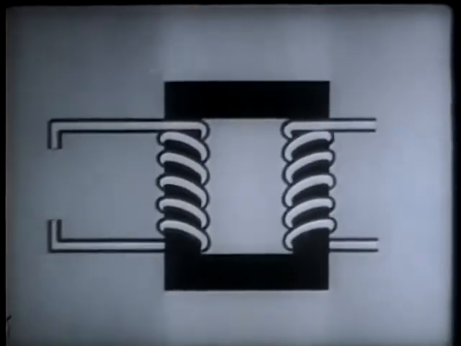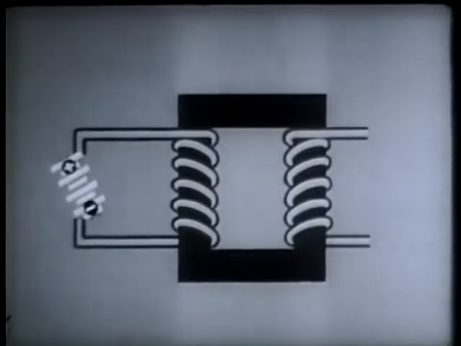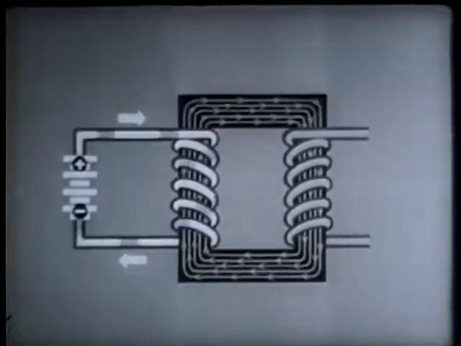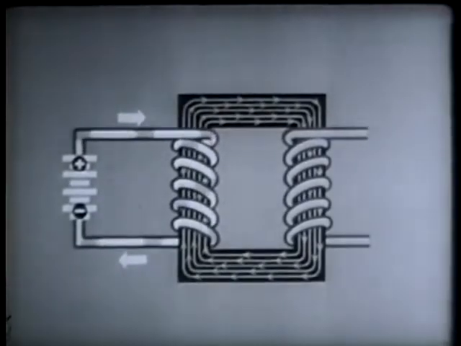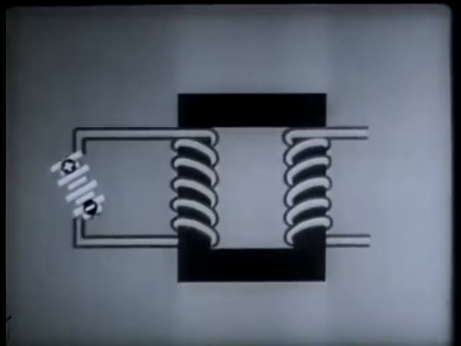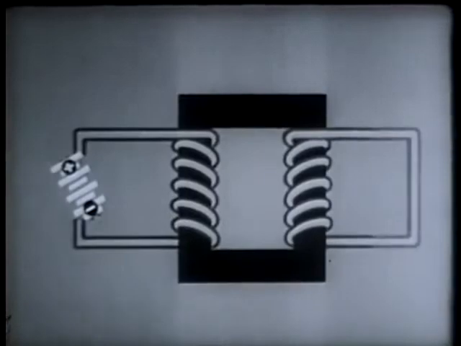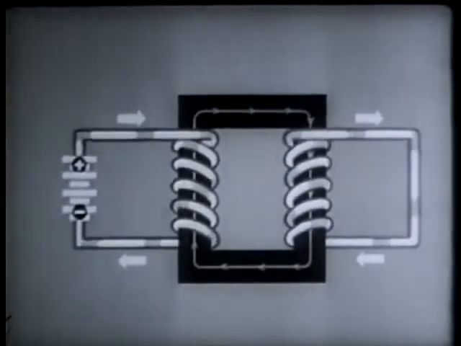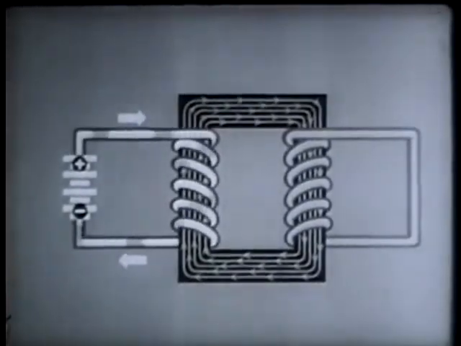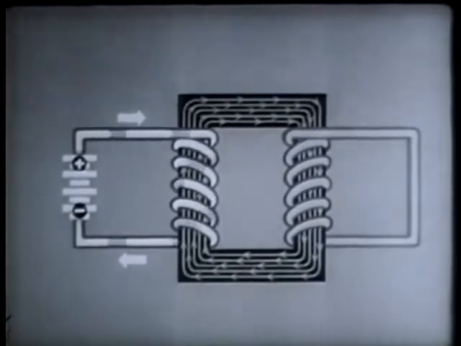Here's what happens when we send direct current through one of the windings. A magnetic flux builds up in the core. Now, let's see what happens when the other winding is part of a closed circuit. Current flows through it during the instant while the magnetic flux is building up. As soon as the magnetic flux reaches a steady value, however, this induced current disappears.